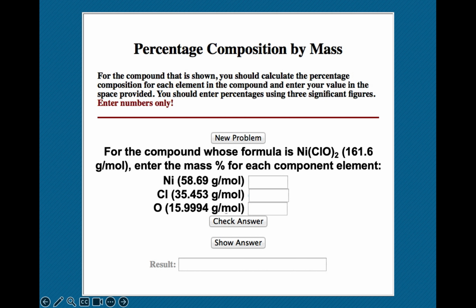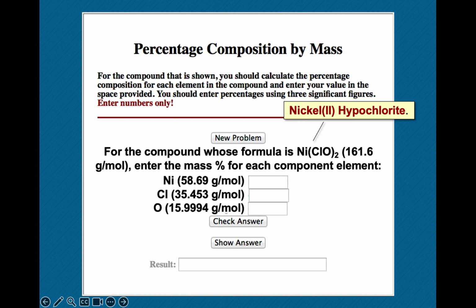What is ClO? Chlorine family, minus 2 oxygens, hypochlorite. Nickel, transition metal. Each of these will be minus 1. This is nickel(II) hypochlorite. And that's how much it weighs.